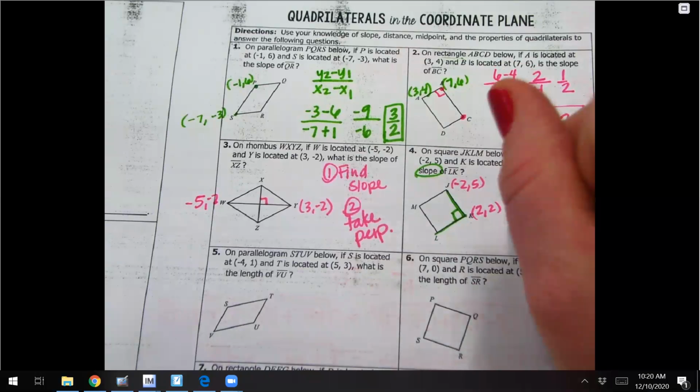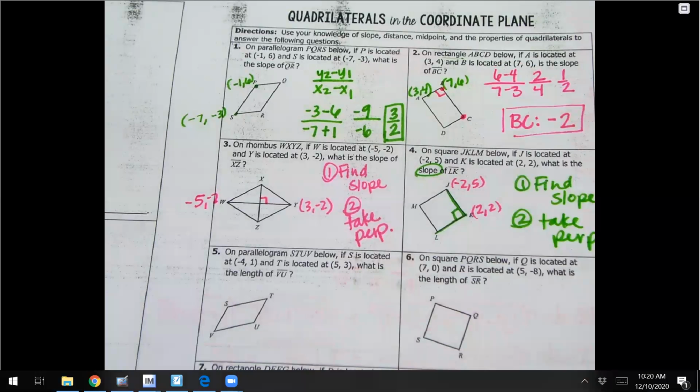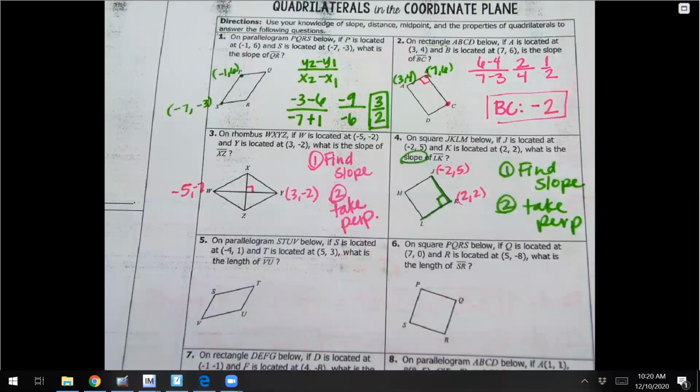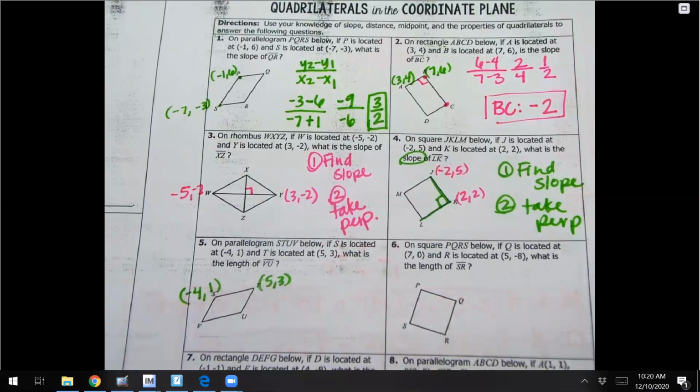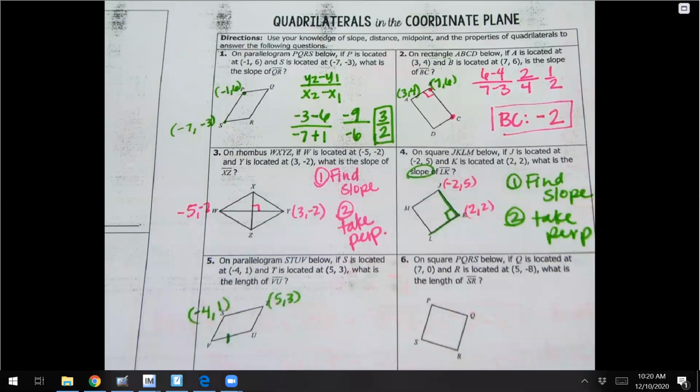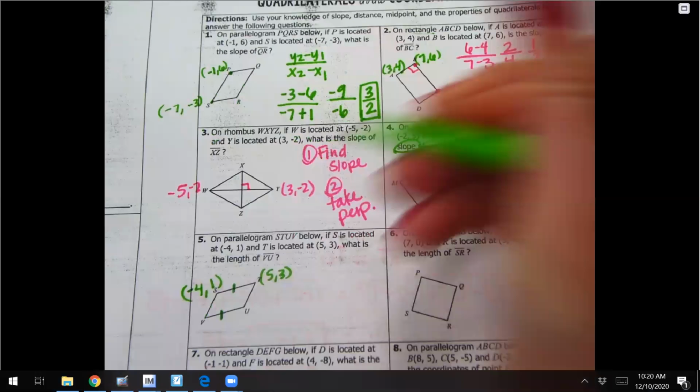Number 5 says on parallelogram STUV below, if S is located at -4, 1, and T is located at 5, 3, what is the length of VU down here? What's the relationship between ST and VU? They're congruent. So how are we going to find the length of ST? We love the distance formula today. So I'm going to do this quickly.